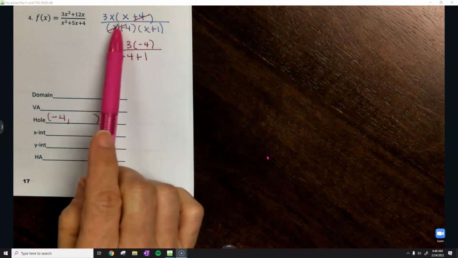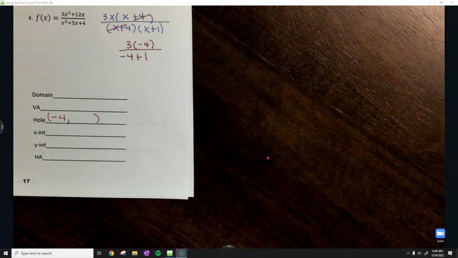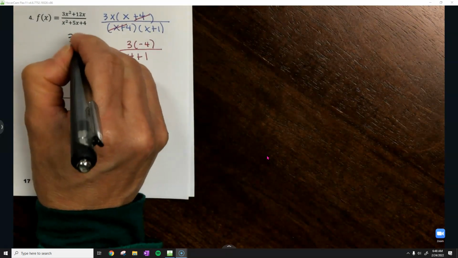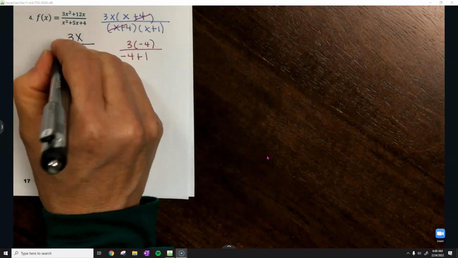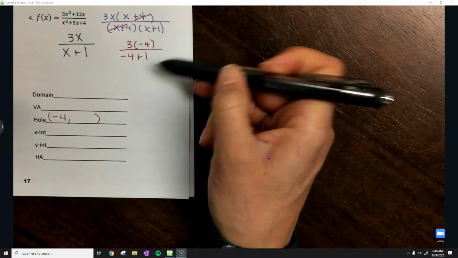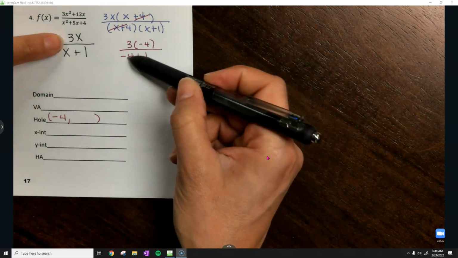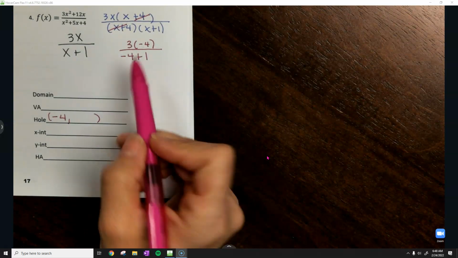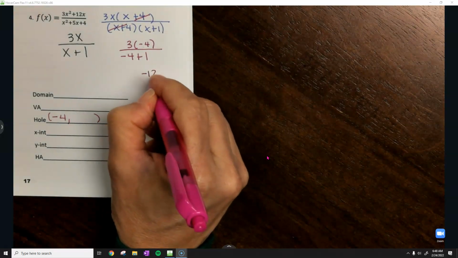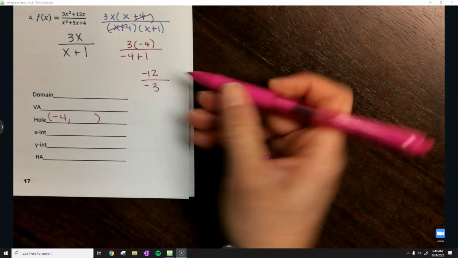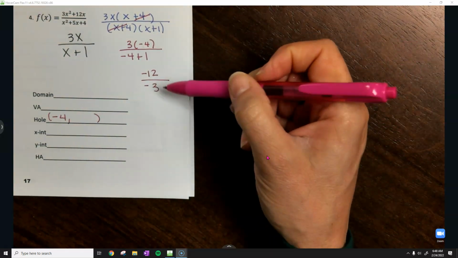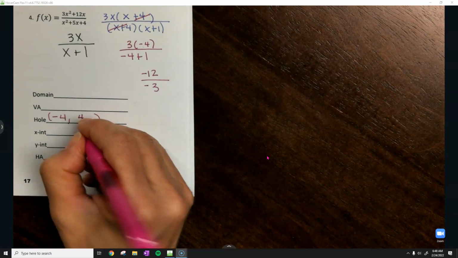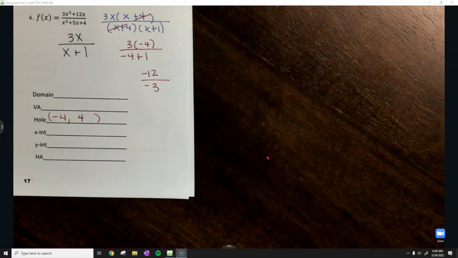So remember, since those canceled out, the numerator is now going to be just 3x. Our denominator is just going to be x plus 1. So I took that -4 and I plugged it in everywhere there was an x still in our work. So when we go ahead and analyze our work here, we get -12 over -3. And -12 divided by -3 is going to be a +4. So now I'm done looking for my hole.